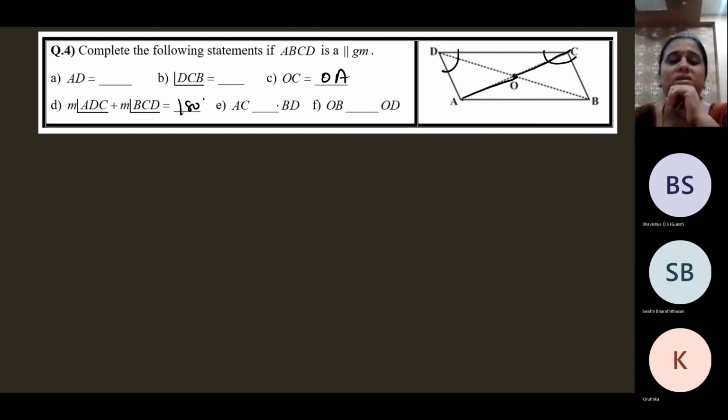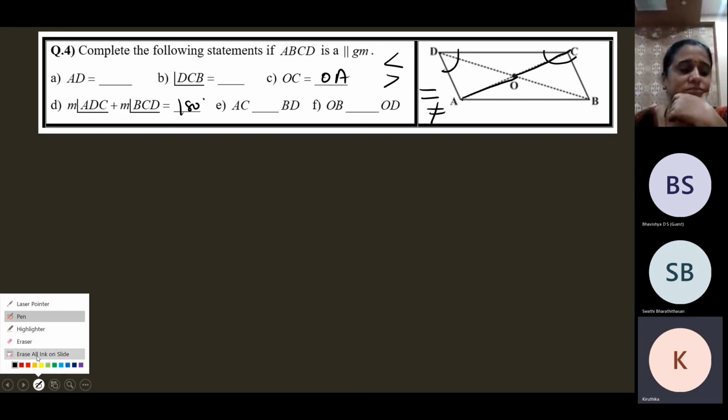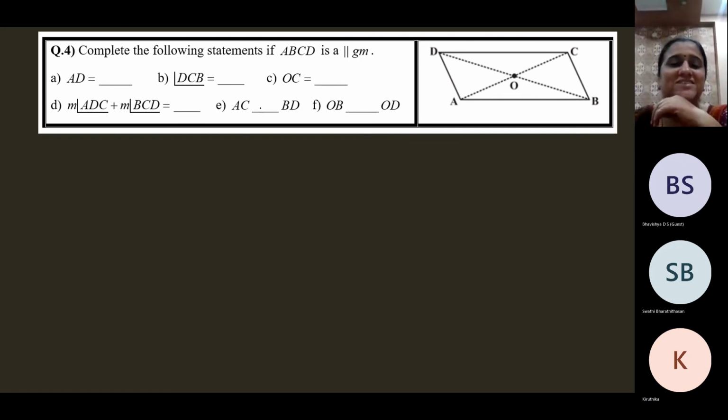Kritika, what sign will you use here, between AC and BD? You can use less than, greater than, equal to, not equal to. These are the different things you can use. AC is not equal to BD. Very good. AC is not equal to BD because what is the property, Kritika?